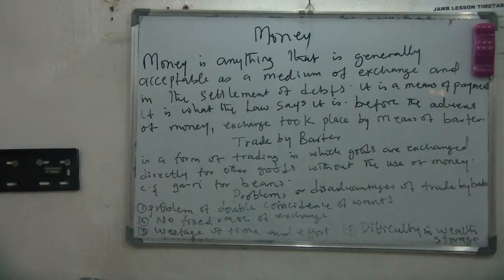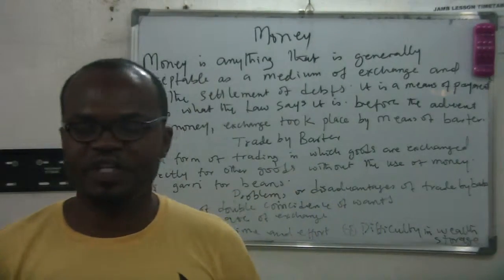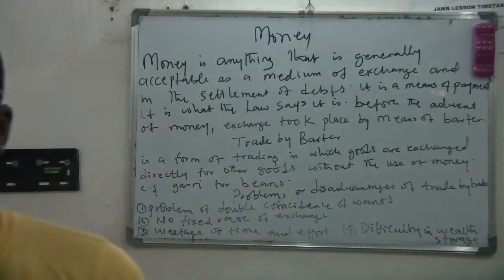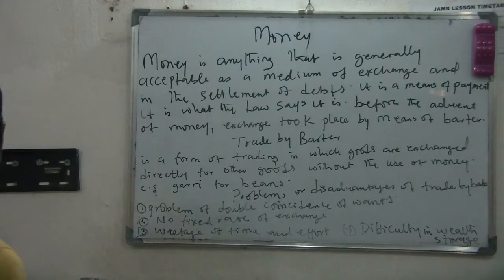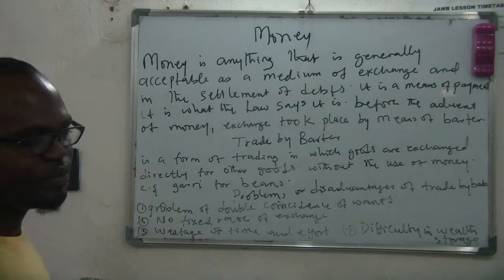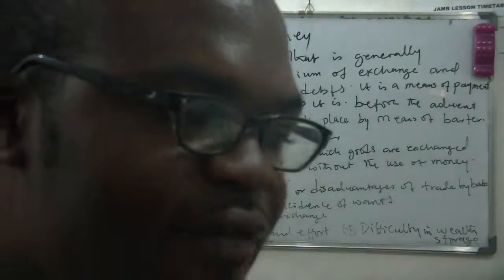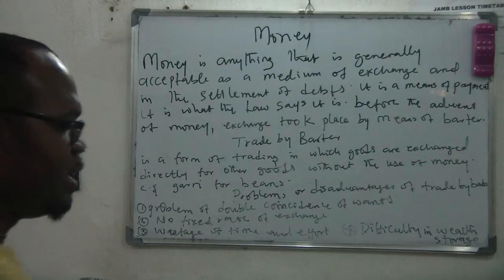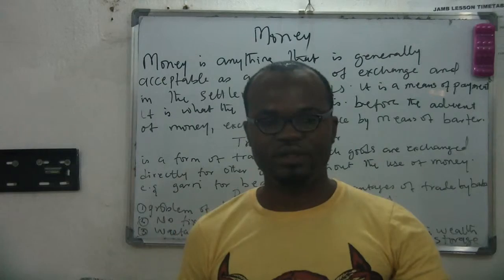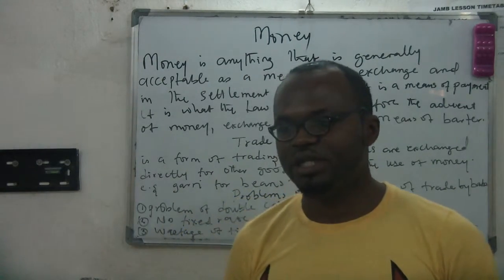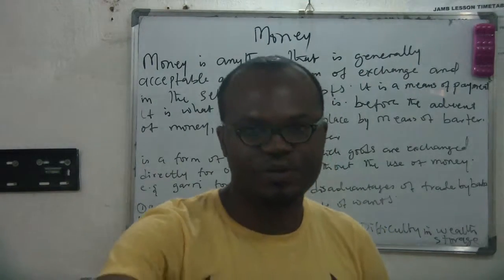Money. What is money? Whenever you go to a supermarket or to the normal market, you want to buy something, you must have money to be able to buy it. Money is the thing that you use in exchange for the goods and services that you need. If you want to get garri and you go to the market, you must give money for you to get garri.